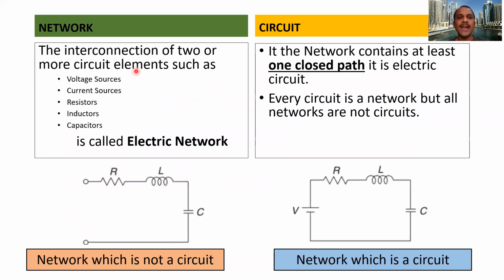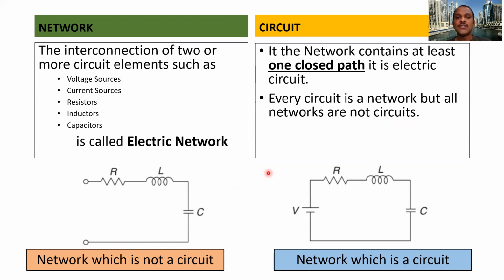A network is a combination of active and passive circuit elements. The circuit elements can be voltage sources, current sources, resistors, inductors, capacitors. Here is a figure where R, L, C are connected. But what is a circuit? A circuit is a network which consists of at least one closed path. It should have one closed path, and it is called an electrical circuit.